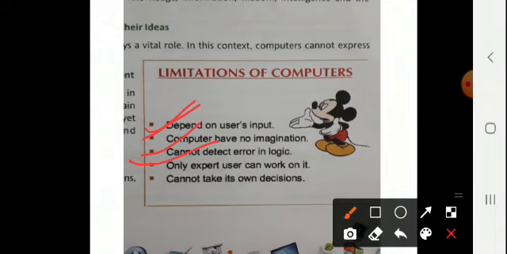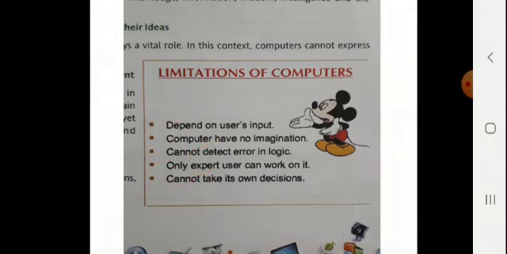And computers have no feelings. A computer does not have emotions, knowledge, or experience, so there will be no feeling. And a computer can't take its own decisions, which we have already studied. Understood? So these are some of the limitations of the computer.